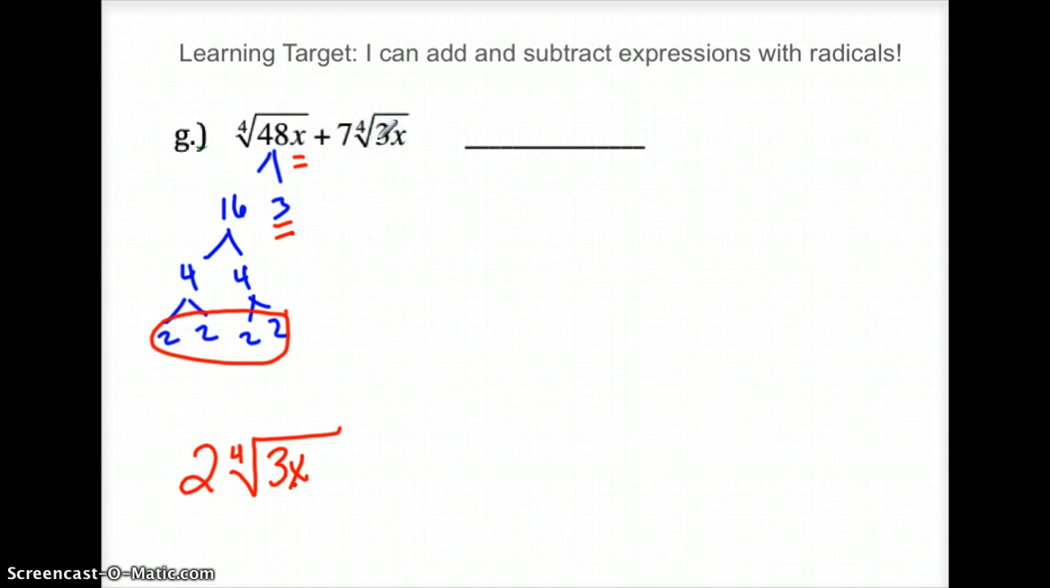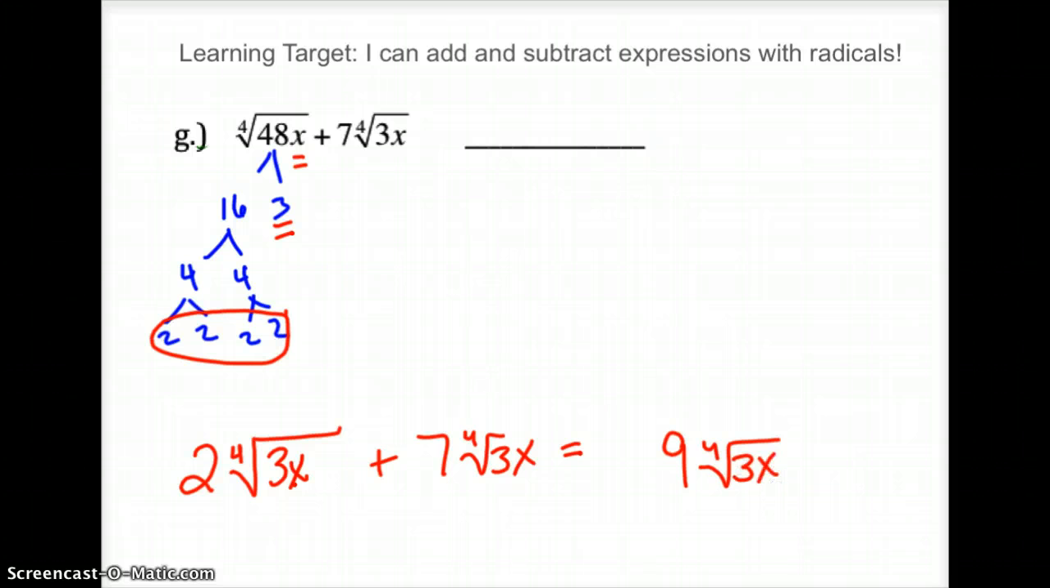Okay, the second term. You know, I can't factor a 3. I only have 1x. Ugh, that second term's boring. There's nothing I can do with him. So let me just rewrite him. Okay, and they're the same radicals, so I would actually get 9 4th root of 3x.